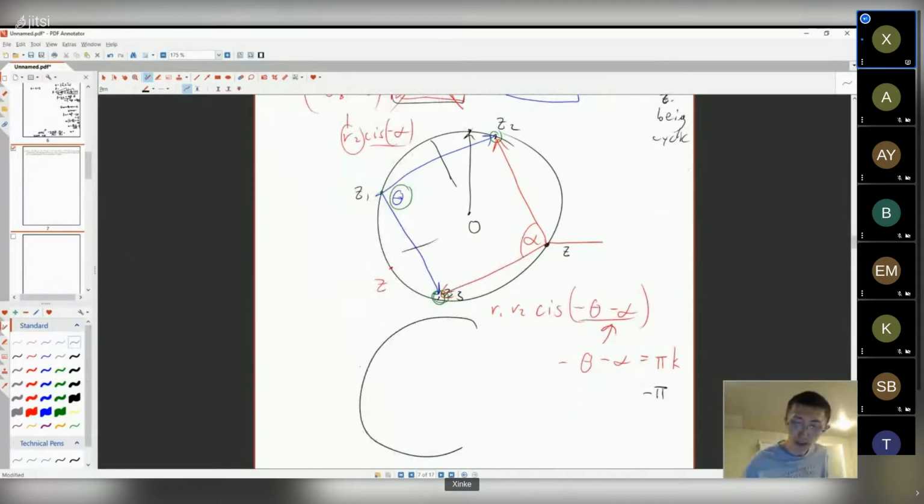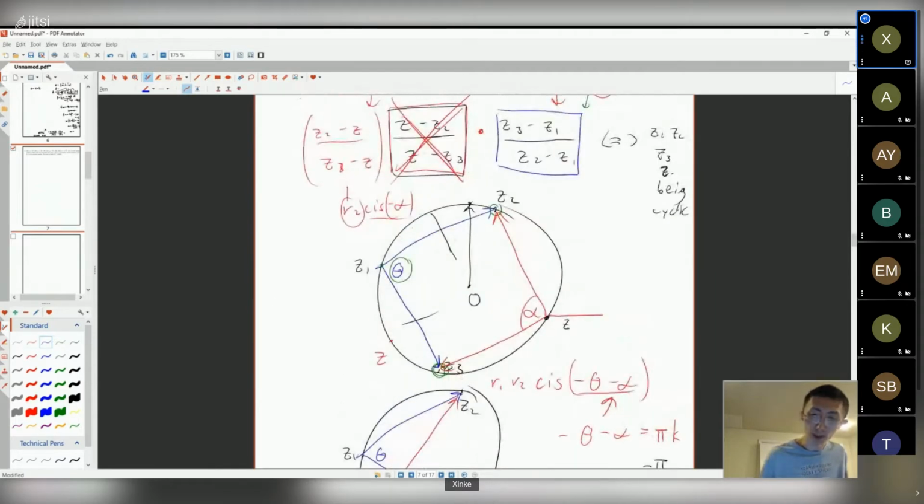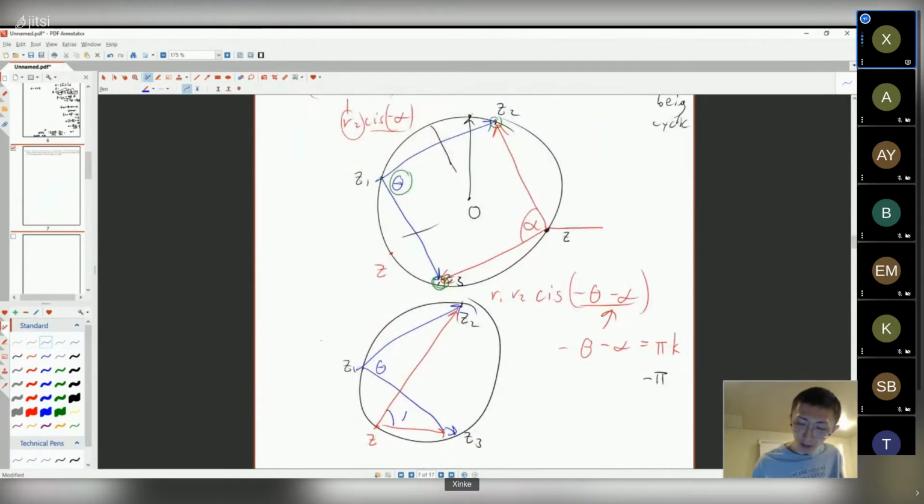There's one more case, which is if z, so let's put z1 roughly the same place, z2 and z3 roughly the same place. So this is unchanged. But if you put z somewhere else on the circle, like if I put z right here, then you have this and this. So now you have negative theta in the blue fraction. But if we look at the new fraction, z2 minus z over z3 minus z, that'll be this angle, right? That'll be alpha.